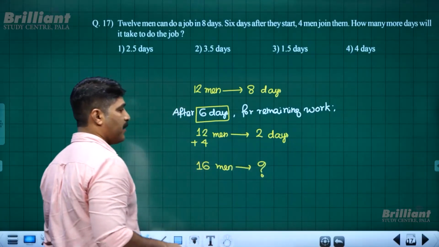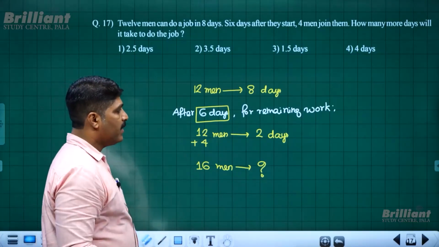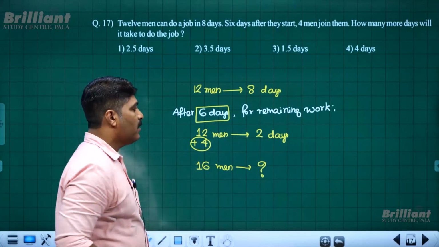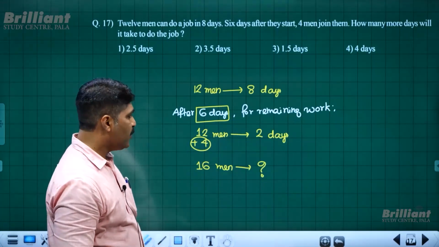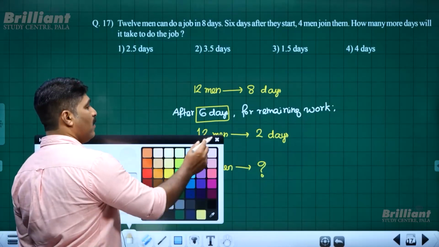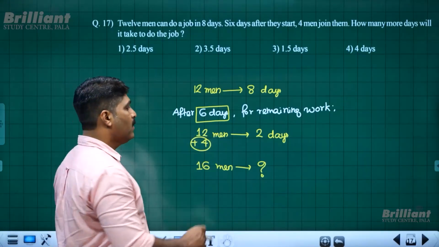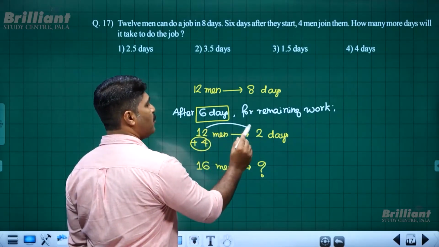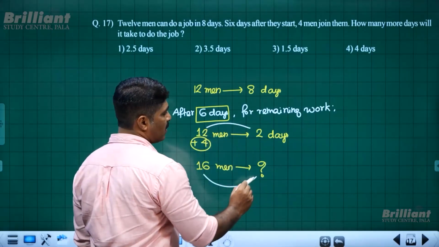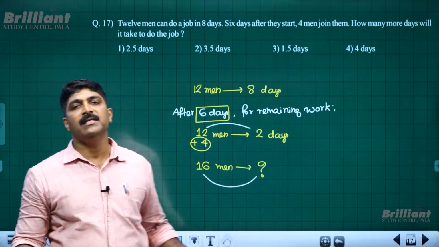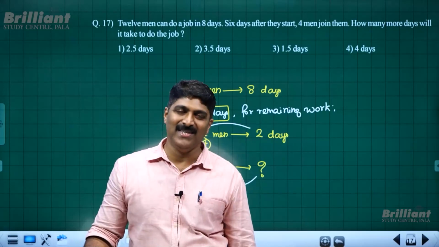So how many days required? 12 men, they required 2 days. Then if you are adding 4 men, that means the new workforce becomes 16 men. How many days required? That's a basic relationship of men and days. 12 men, 2 days, 16 men, how many days? The product of these two values is the same as the product of these two values because the number of workers and the working days are in inverse variation.